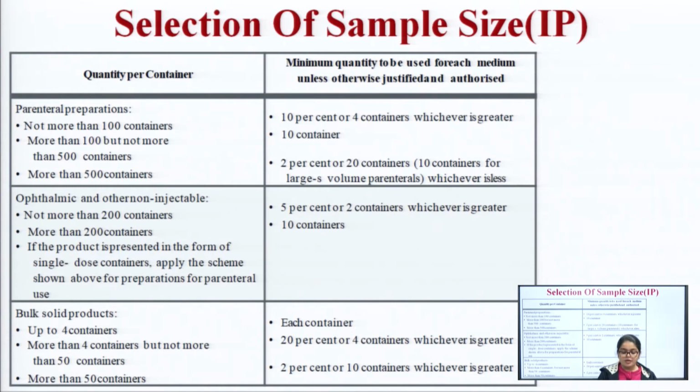Then bulk solid products: if there are 4 containers, then each container will be taken and some sample would be drawn out of it. If there are more than 4 containers but not more than 50 containers, then 20%, that means 4 containers would be taken. And if there are more than 50 containers, this we are talking about the bulk solid products, then the size would be 2% or 10 containers, whichever is greater.